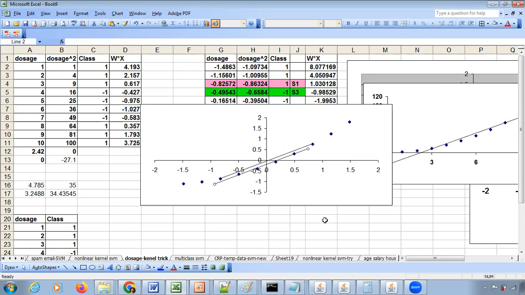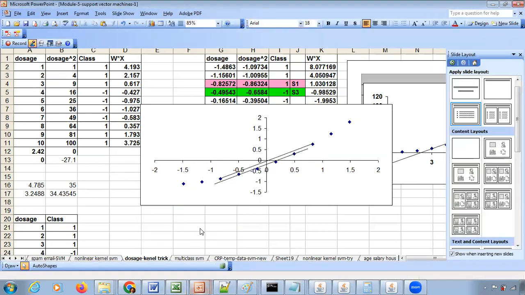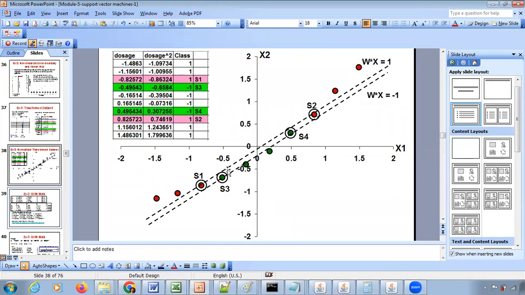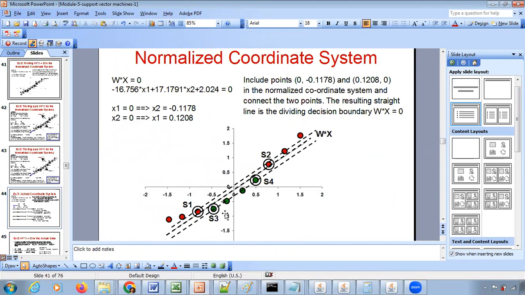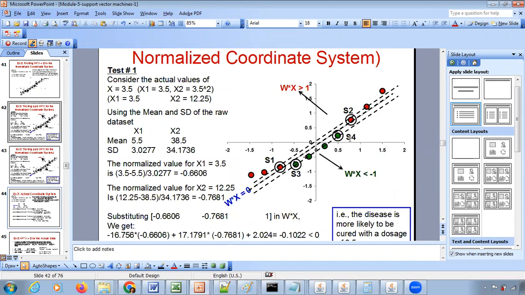So there is a linear decision boundary that separates the two classes. If you zoom in here, you can come up with a linear decision boundary that will divide this margin. Everything above this decision boundary will belong to the red data points, that's class 1. And everything below this decision boundary will belong to the green data points, which is class -1. So we do have a linear decision boundary if we do this kernel trick of doing a dosage square.